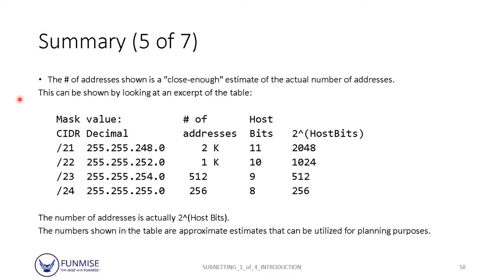The number of addresses shown in that VLSM table is a close enough estimate of the actual number of addresses. I showed here how you could more exactly calculate what it is based on knowing the number of host bits and calculating 2 raised to the host bits power. You should automatically know the number of host bits because you know there's only 32 bits available in IPv4, and you can subtract the number of network bits from 32, and the leftover would be your number of host bits.